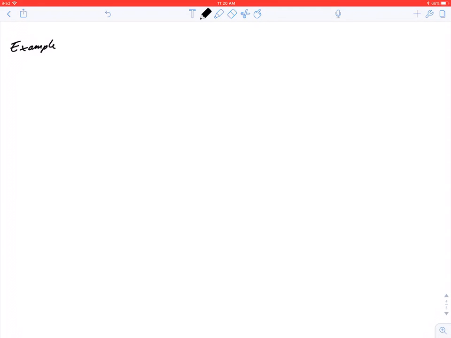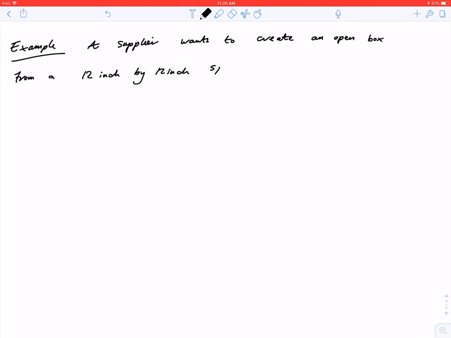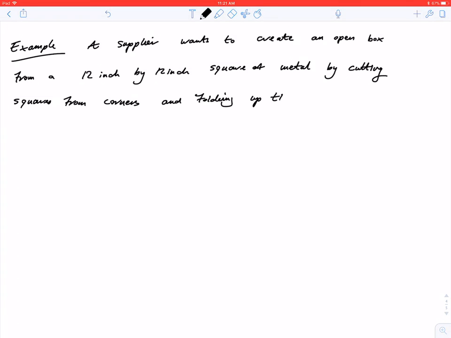Example. This one is going to be more difficult in terms of identifying the objective and the constraint, but maybe easier in terms of the actual mathematics afterwards. A supplier wants to create an open box from a 12-inch by 12-inch square of metal by cutting squares from the corners and folding up the sides. What is the maximum possible volume?